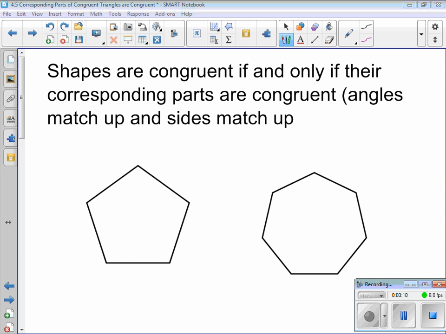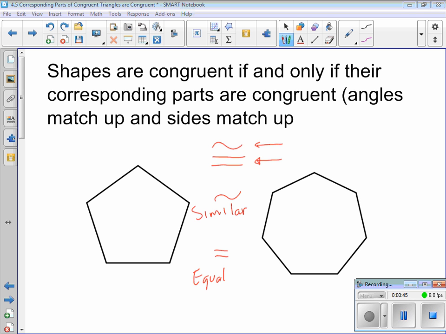Shapes are congruent if and only if their corresponding parts are congruent. Angles match up, sides match up. That's important. Now, to start with, if I wanted to say these two shapes are congruent, there are two pieces here that we haven't really talked about. We have that squiggly line on top, which means similar, and the bottom one saying the parts are equal. That would mean that there are angles that are equal to each other on the left and the right, and sides on the left that match those sides on the right.